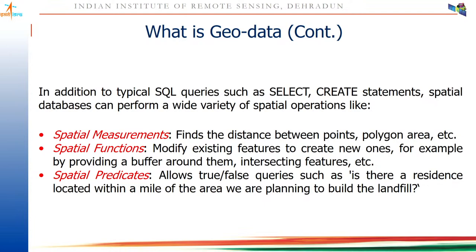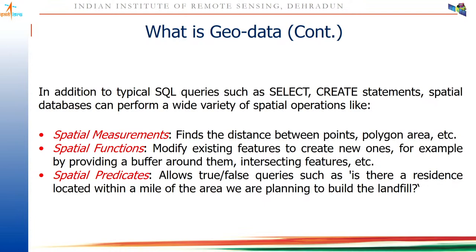Then, in addition to simplifying the query, we should also have functions like spatial measurements, such as finding the distance between two points, or polygon areas, and so on. We can create special functions that modify existing features to create new ones, for example, by providing a buffer around them, intersecting features, and so on. So we can create new spatial functions, and these functions can return different geometries to us, and this geometry could be a point, line, polygon, or maybe a simple pixel edge.